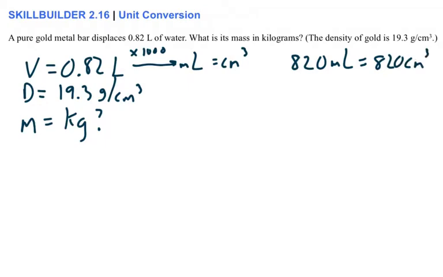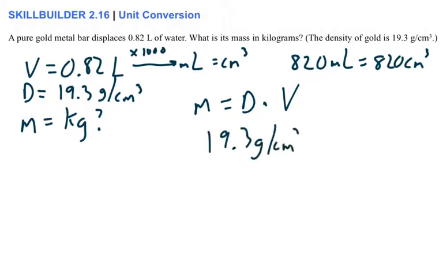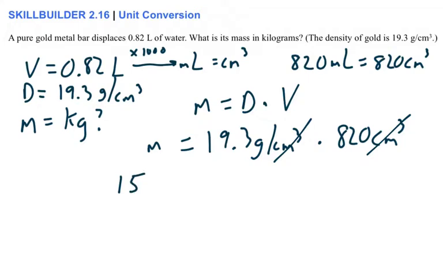Now, remember that mass is found by multiplying density and volume. So to find the mass, we're going to get the density of gold, which is 19.3 grams per cubic centimeter. You're going to multiply it by 820 cubic centimeters. This will give us the mass. Notice how the cubic centimeters cancel. Now, when we calculate the mass, notice how our answer will be in grams. I got 15826 grams. So we need to convert from grams to kilograms because that's how they want the answer.